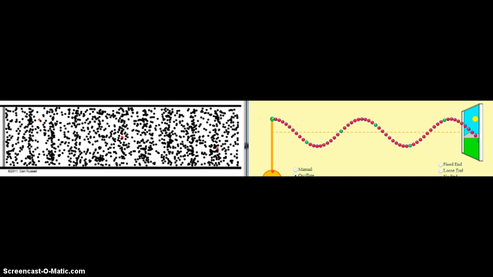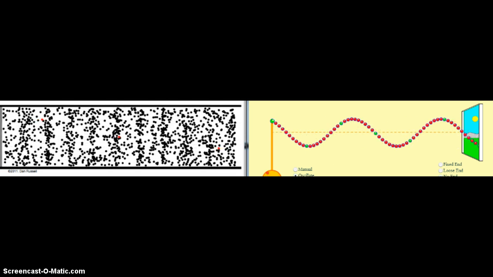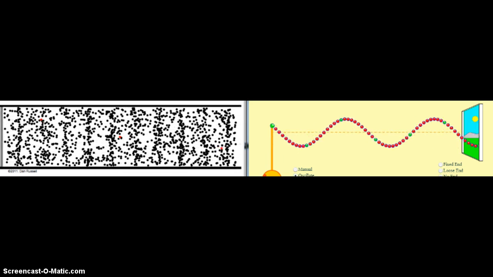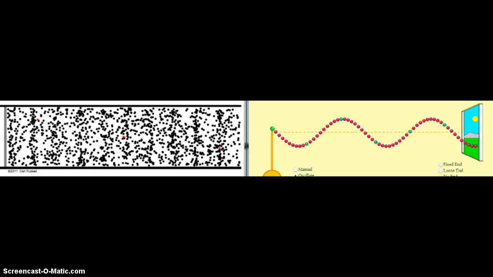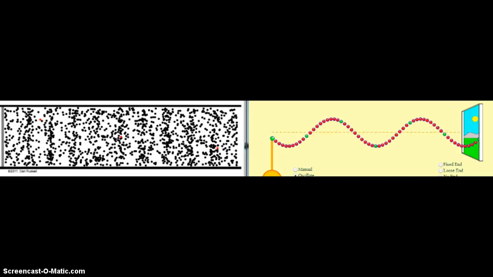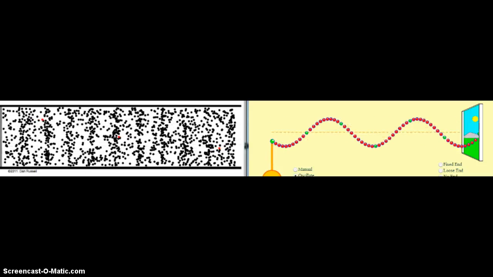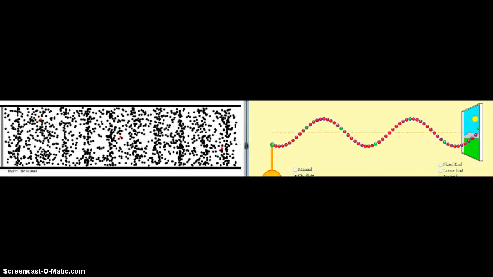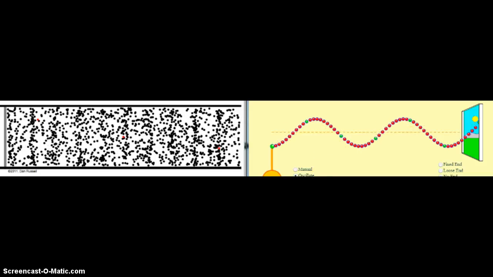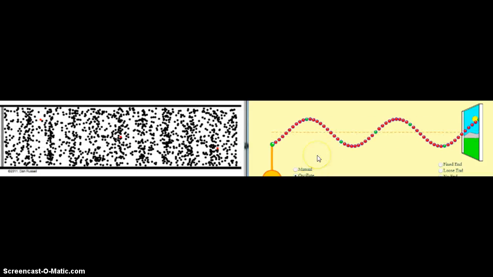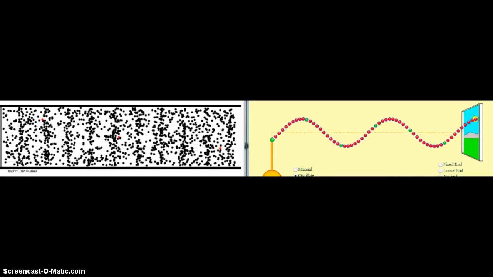Now, what I'm showing here are not standing waves. These are the opposite. These are both traveling waves. What does it mean for something to be a traveling wave? Well, on the left, we have a sound wave traveling through air. On the right, we have a wave traveling through a string.